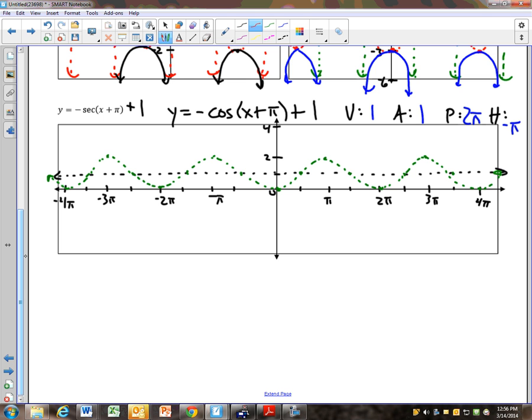Okay, now it's time to apply the horizontal shift. If the horizontal shift is negative pi, how many tick marks do I move? 2. And do I move to the left or the right? Move to the left. So I take my tick marks, move them 2 to the left. And I kind of see the pattern developing here.